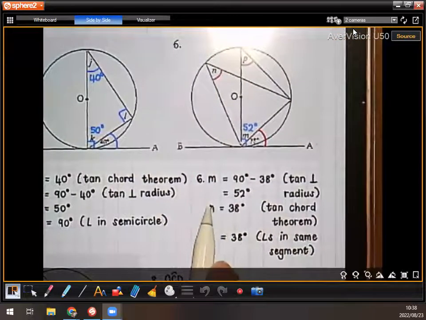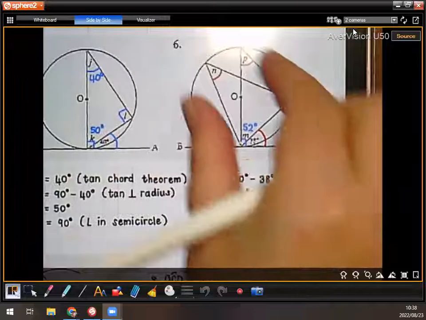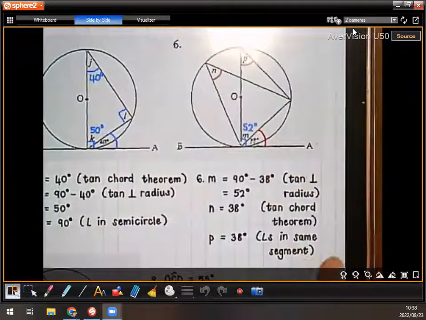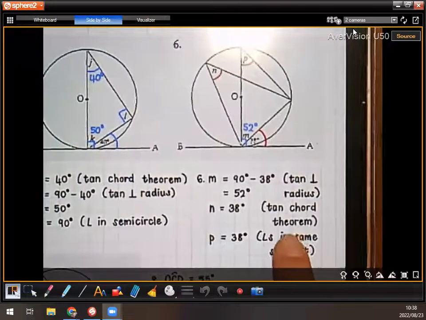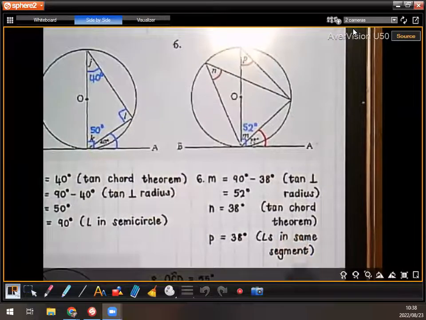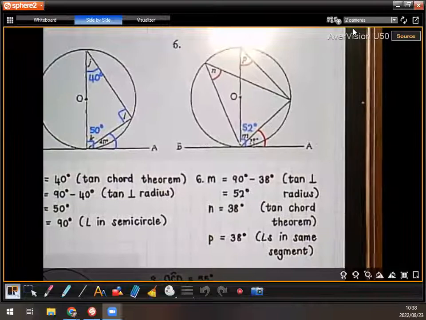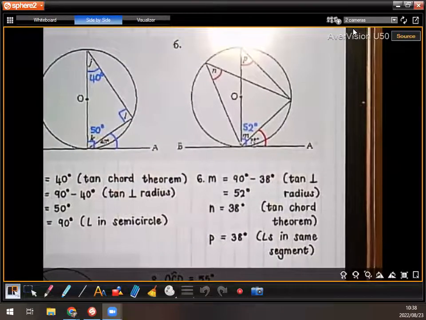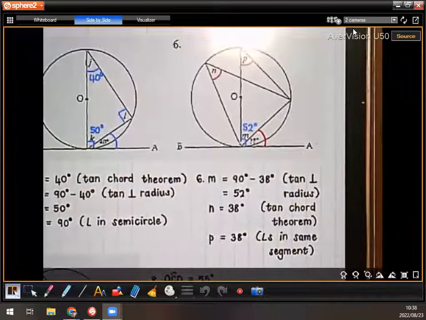What I did was I said N is 38 because of the tan chord theorem, and then I said angle in same segment for P. But you could have used tan chord for N and P, right? That also would have been fine. So if you wrote N equals 38 and P equals 38 degrees, tan chord theorem, that's fine. All right?